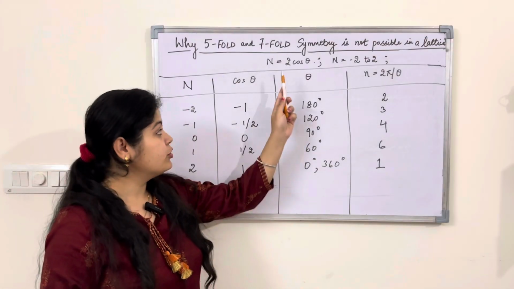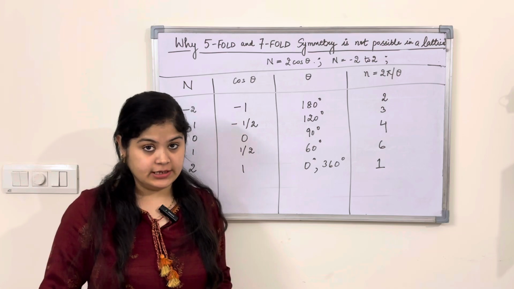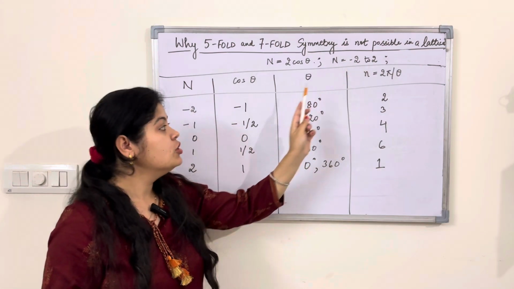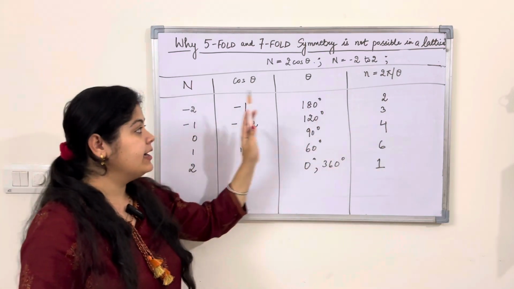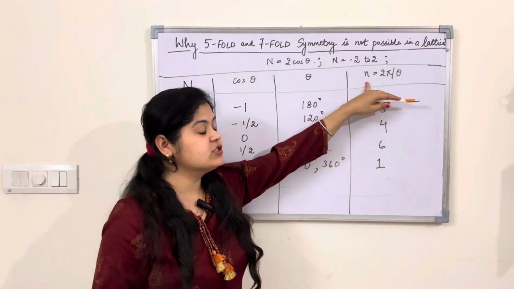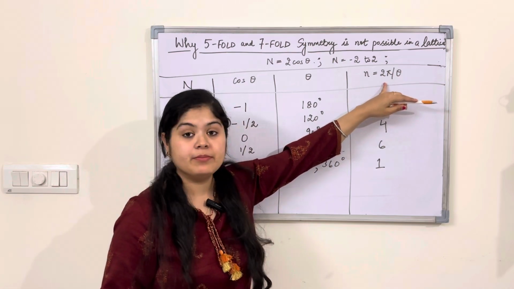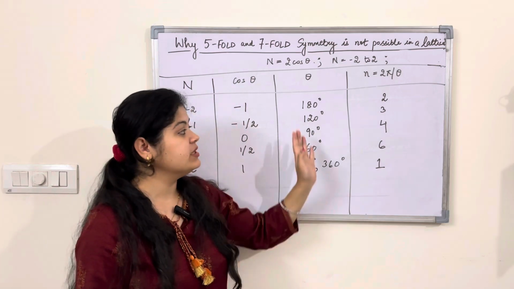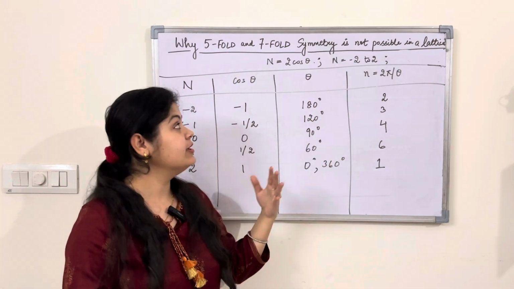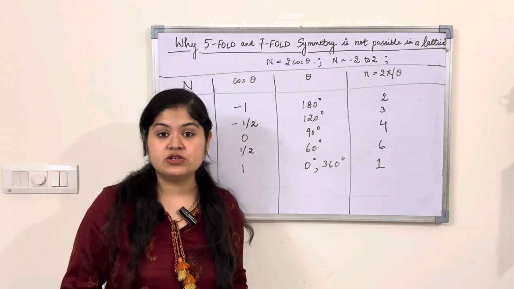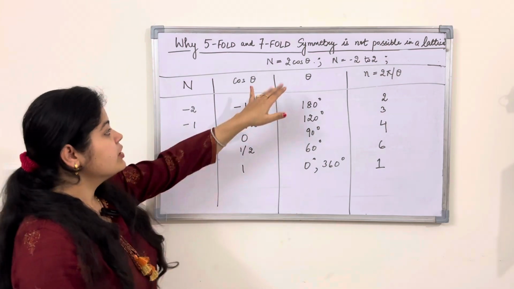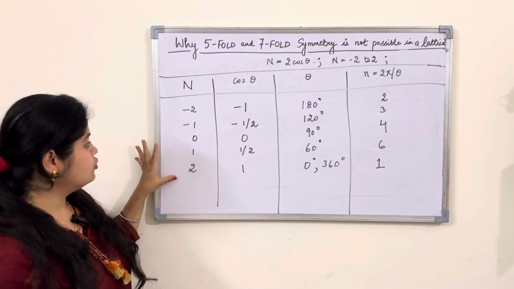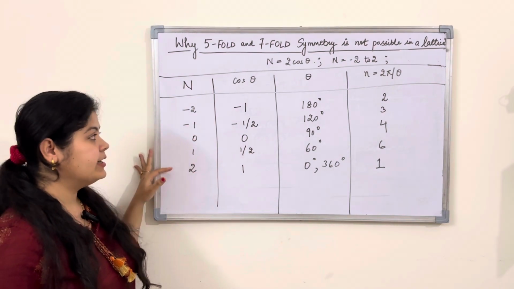So now with this important relation, n is equals to 2 into cos theta, I know that n can have the values from minus 2 to plus 2. So I can construct a table and I can calculate the value of this small n, which is nothing but 2 pi by theta, which is the n of n-fold symmetry, and from these values we can conclude if 5-fold symmetry or 7-fold symmetry is possible or not. So let's see. So n can have values from minus 2 to 2, that is minus 2, minus 1, 0, 1 and 2.